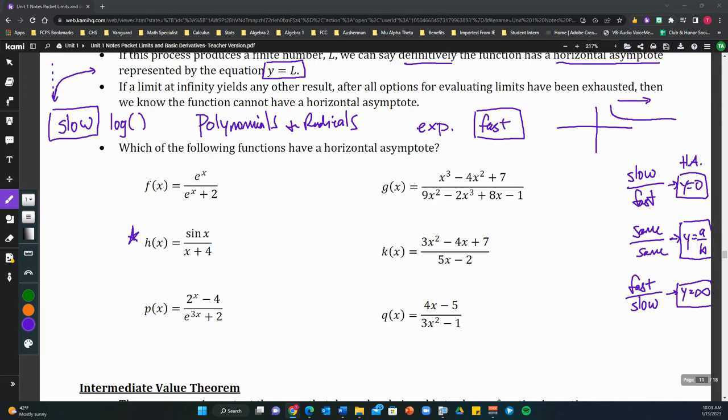So let's dive in and take a look at some of these. So for our first function, we've got f of x equals e to the x over e to the x plus 2.